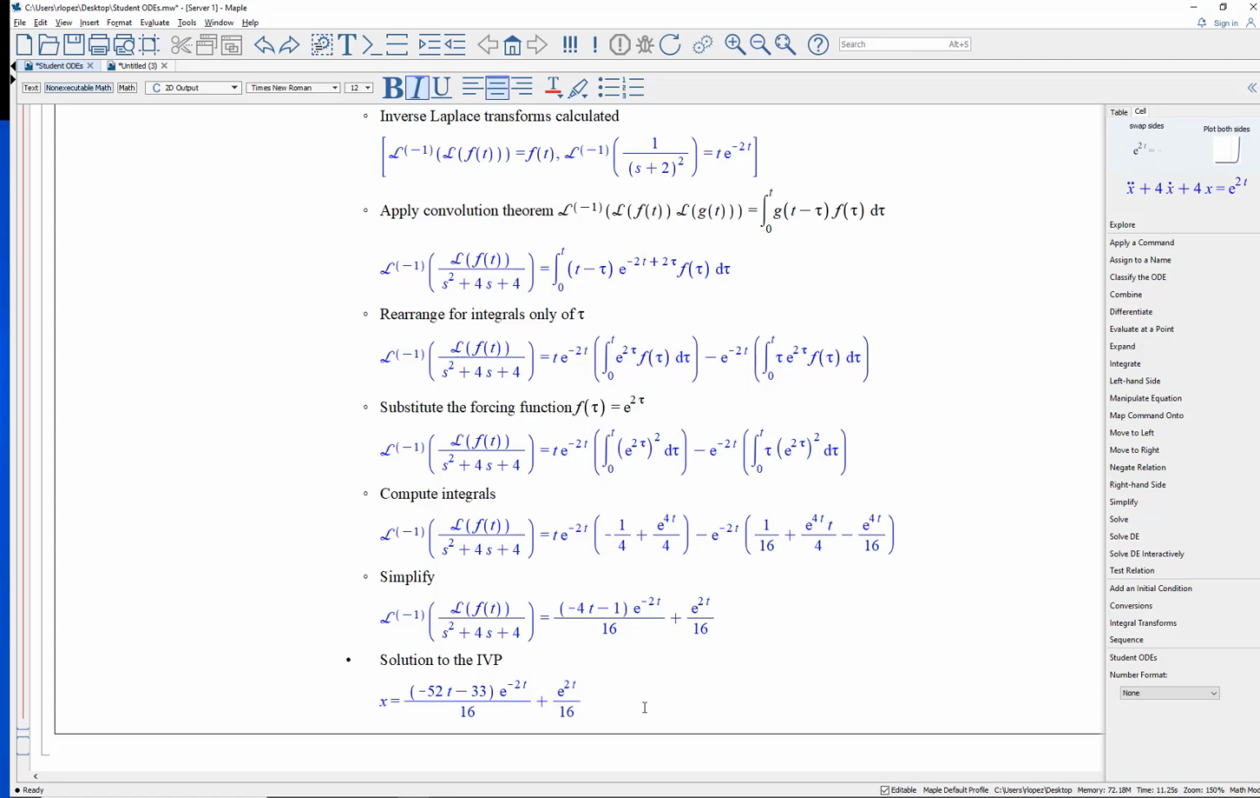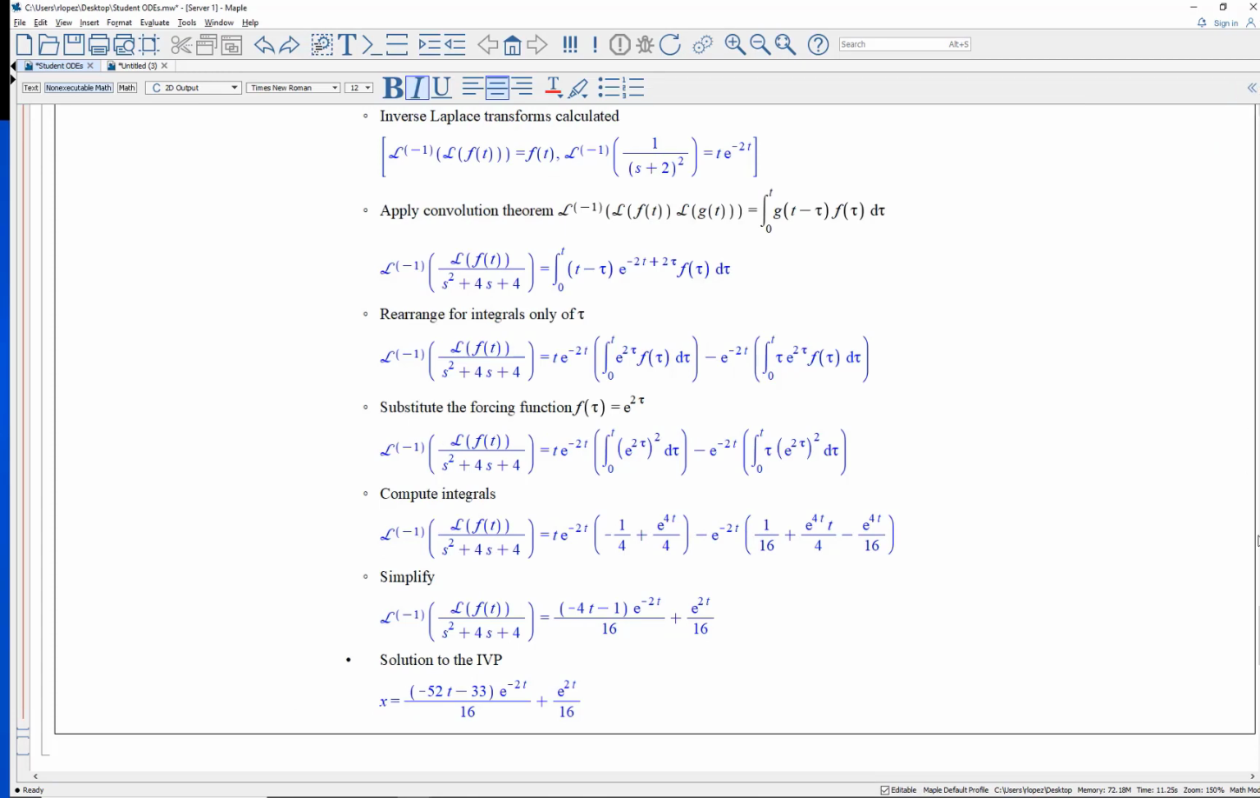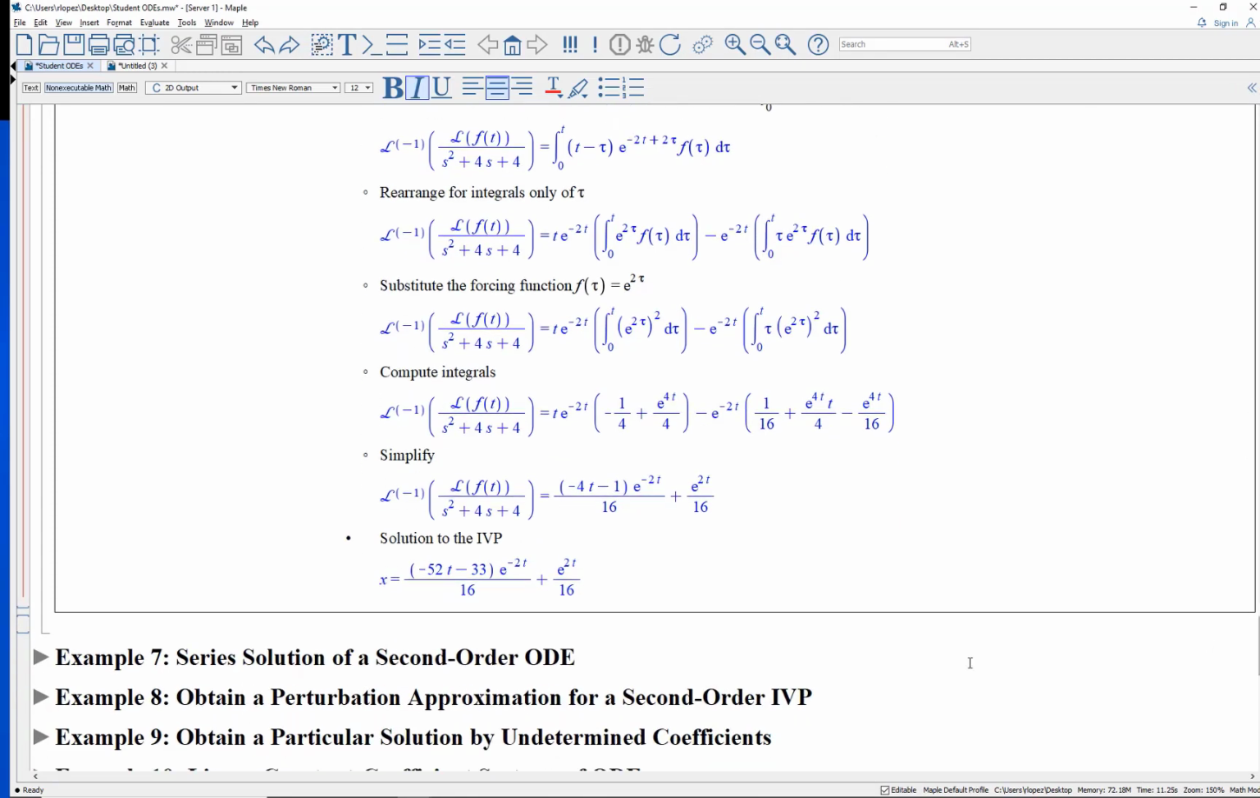Probably it would be up to the individual instructor to decide to what extent those by-hand techniques are essential to learning this material. Our 7th example has us take a look at a series solution.